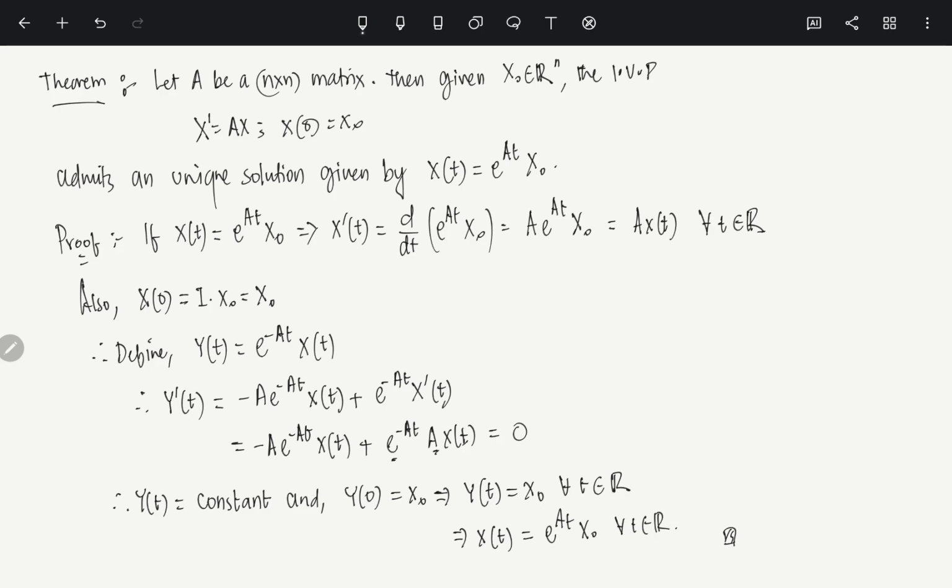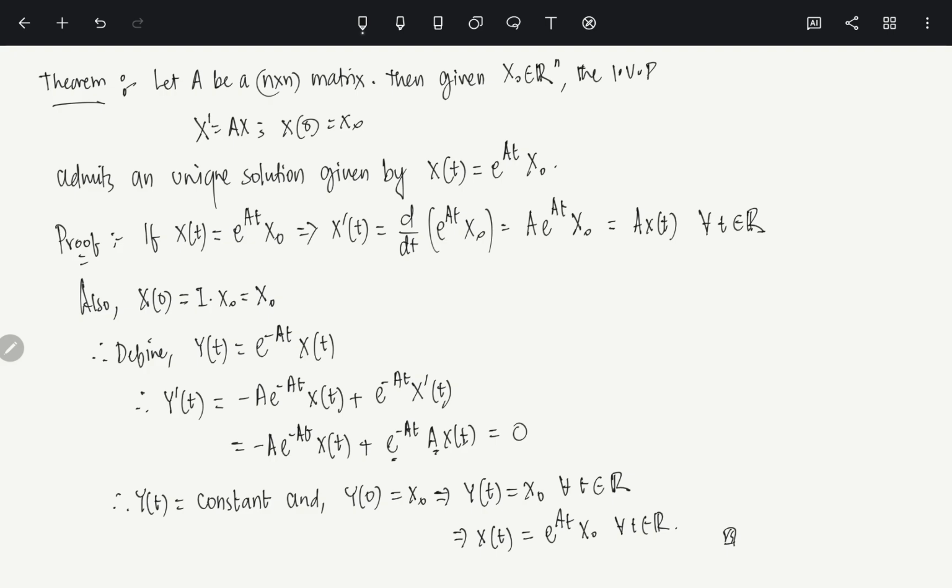Now, what we understood here is this. If you have a constant coefficient equation, at least a homogeneous constant coefficient equation, you have a unique solution given by e to the power At times x naught, and that solution is valid for all of R. Okay, all of R.